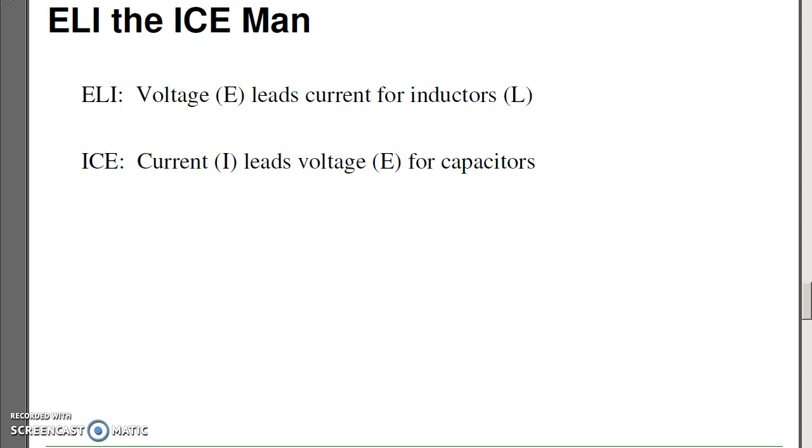To remember that relationship, there's a saying: ELI the ICE man. For inductors, L, voltage leads current. For capacitors, C, that's ICE: current comes before voltage. So just remember ELI the ICE man. Voltage leads current for inductors. Current leads voltage for capacitors.